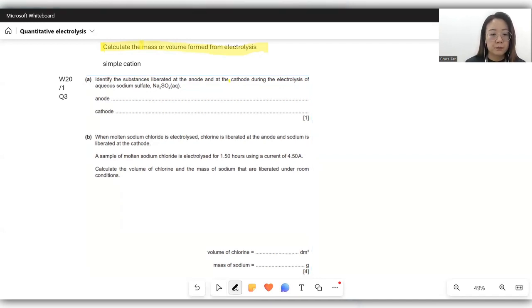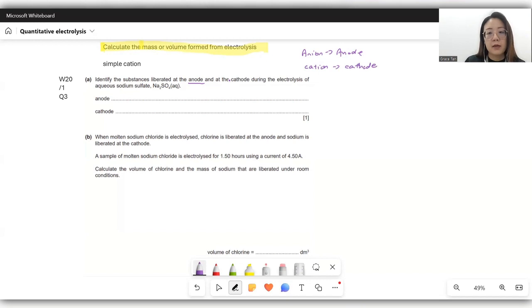Okay, so first for anode, anion moves to the anode, remember? And second, cation will move to the cathode. Okay, it is fixed, okay? And then anode is always oxidation, cathode is always reduction reaction, okay?